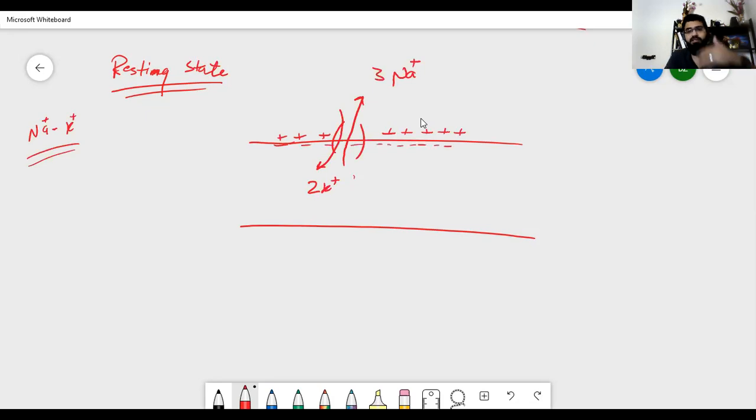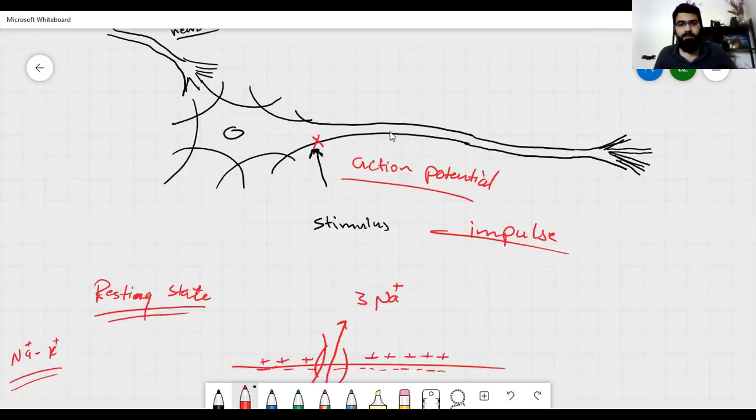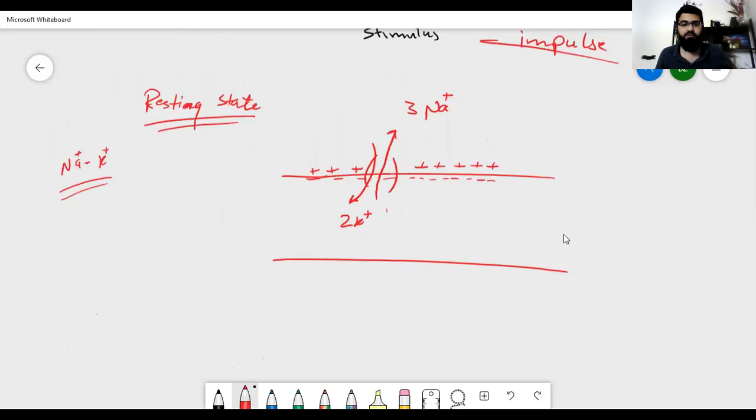So what makes the outside positive compared with the inside? We said the sodium potassium pump, which is, by the way, found everywhere along all the membrane. It's not only here. Its function, as we said, is to maintain the positive outside compared with inside, or the negative inside compared with outside, by releasing three sodium ions outside and two potassium ions inside.